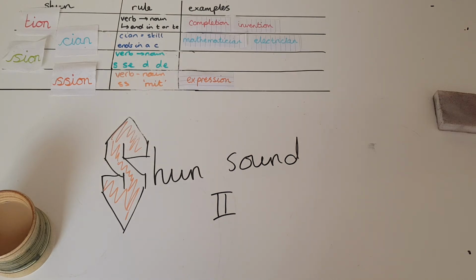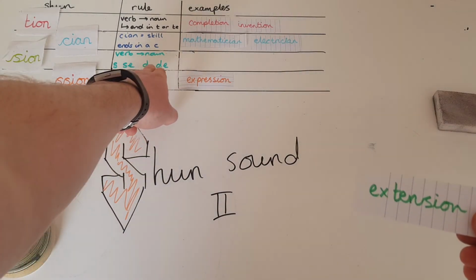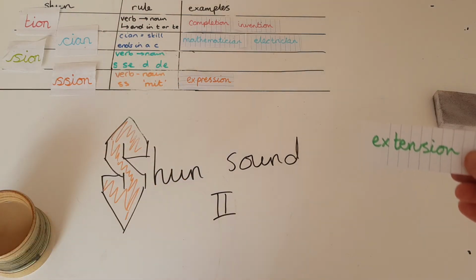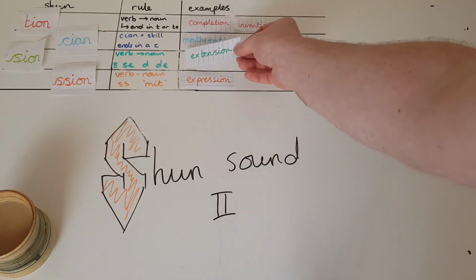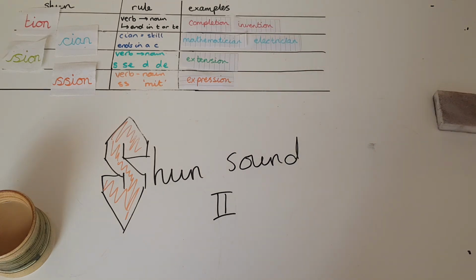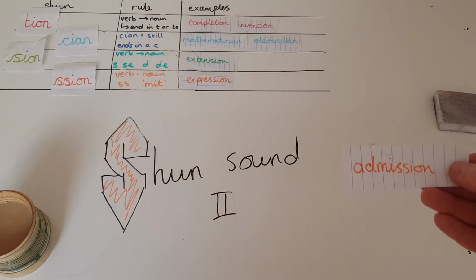What about the word extension? The root word of extension is to extend, so I drop that D, extension. Now the next one is quite a hard one. Admission. Think back to that root word. To admit something. To admit. Then I will drop that T and add double SION.